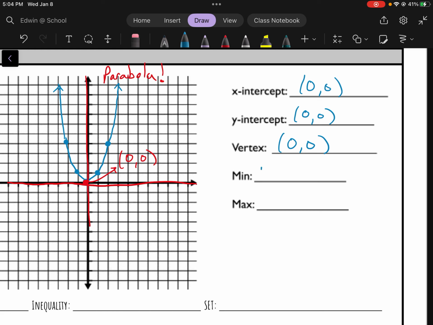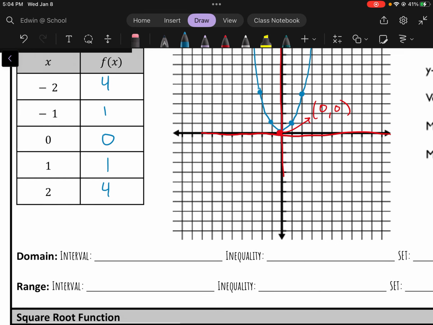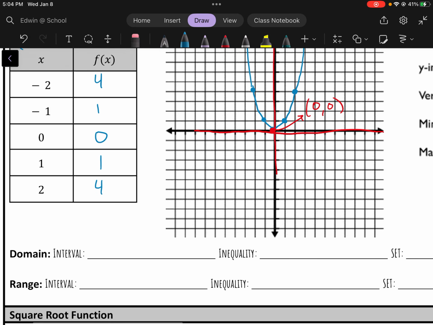Also, the minimum is going to be the lowest value, which is going to be at the vertex. So it's going to be y equals 0. Specifically y, because we care about how high it is, or how low it is in this case. And for the max, it goes up forever, meaning it's infinity. The max is infinite, meaning we have no max value, so none. Since it's infinity, we have no max value. So on. This is just a review about domain and range.